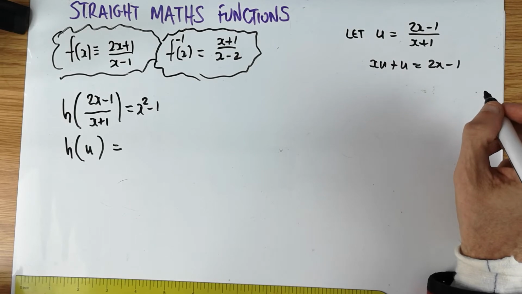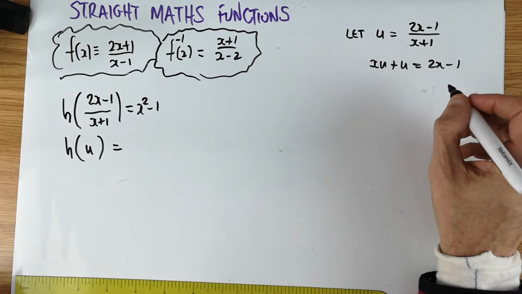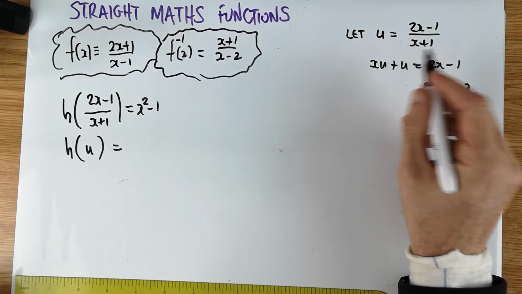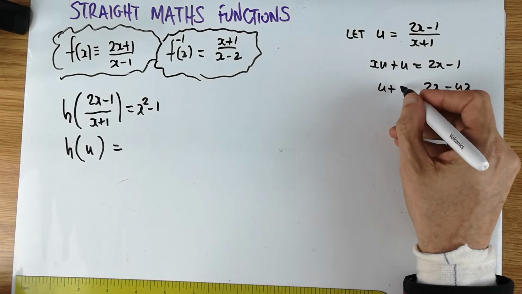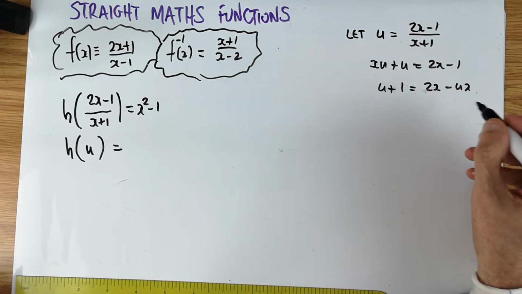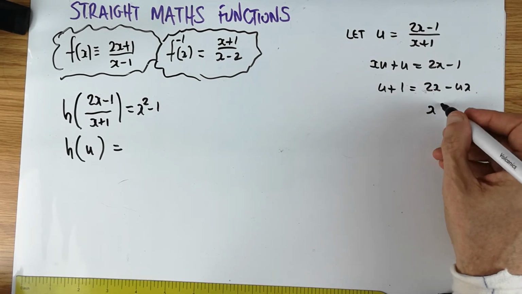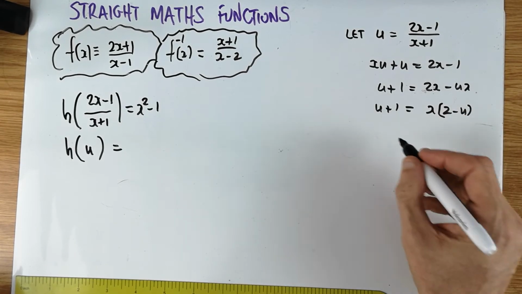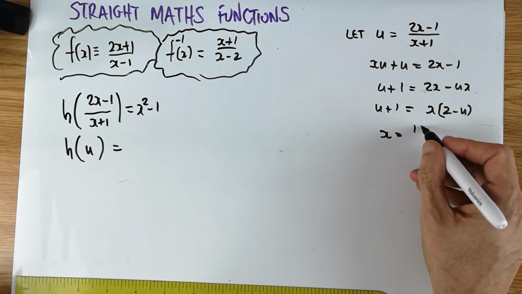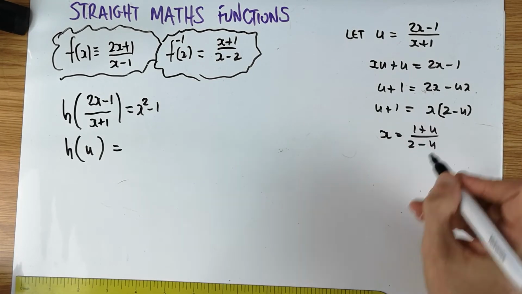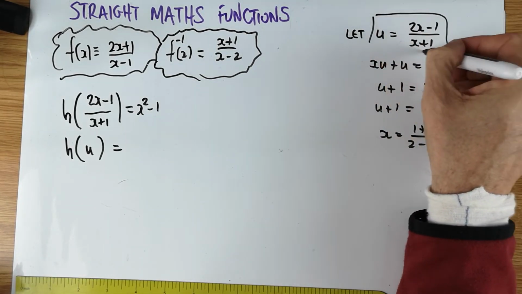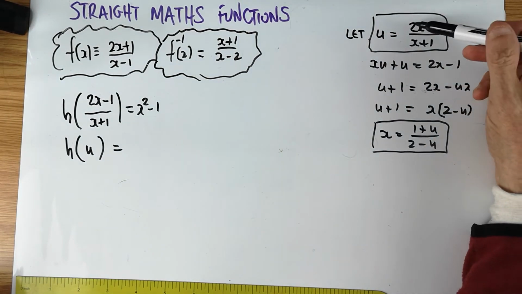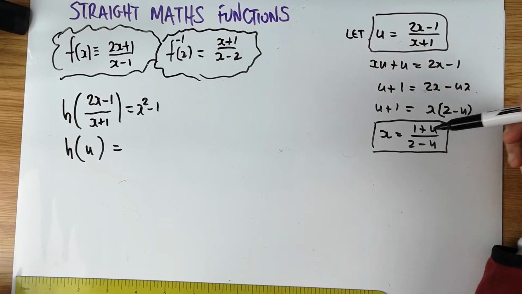Where shall we move stuff for this particular one? Maybe a good idea to say 2x minus ux, taking that to the other side, is equal to u plus 1. And then factorize, we try to make x the subject, x times (2 minus u) equals u plus 1. And now we have x is (1 plus u) over (2 minus u). So we have two equivalent statements: u is equal to that in terms of x, or x is that in terms of u.